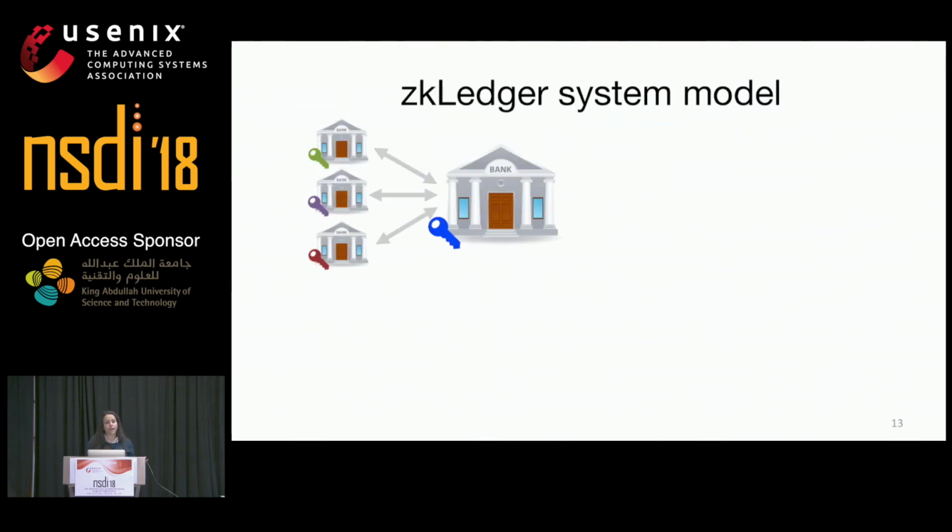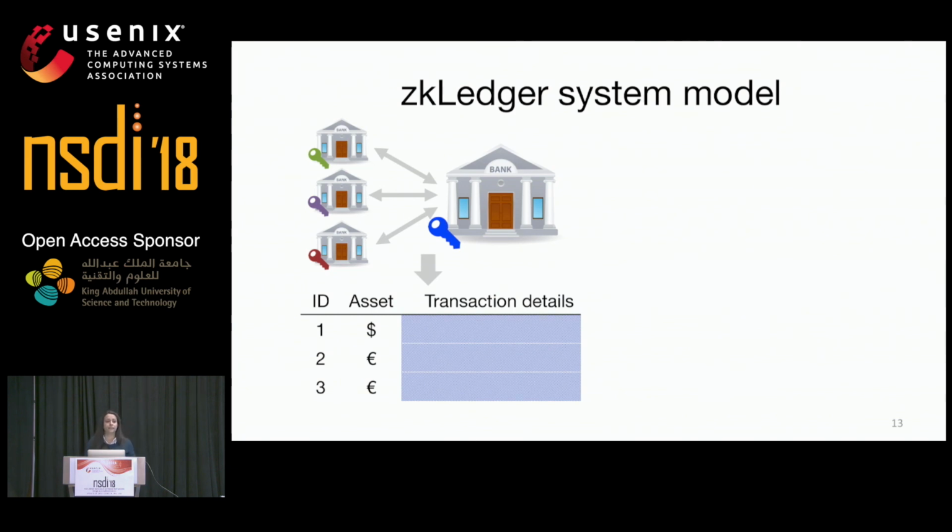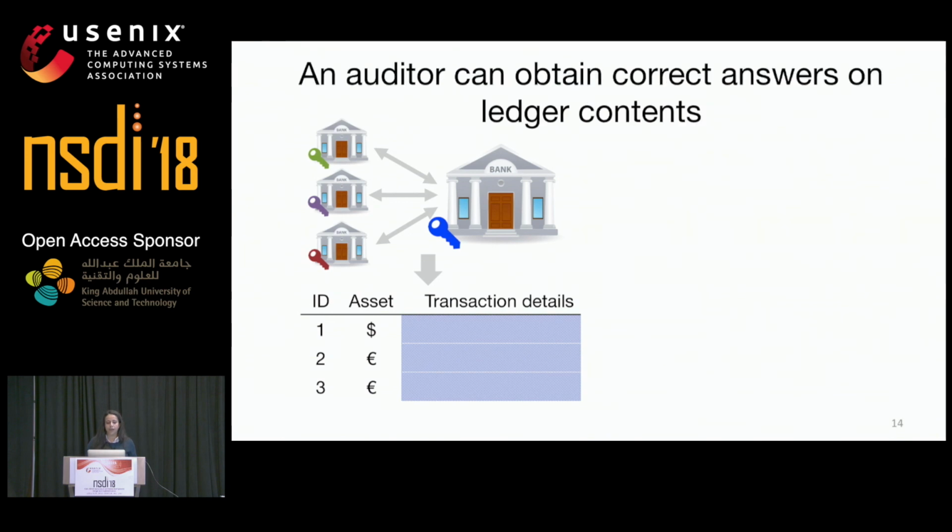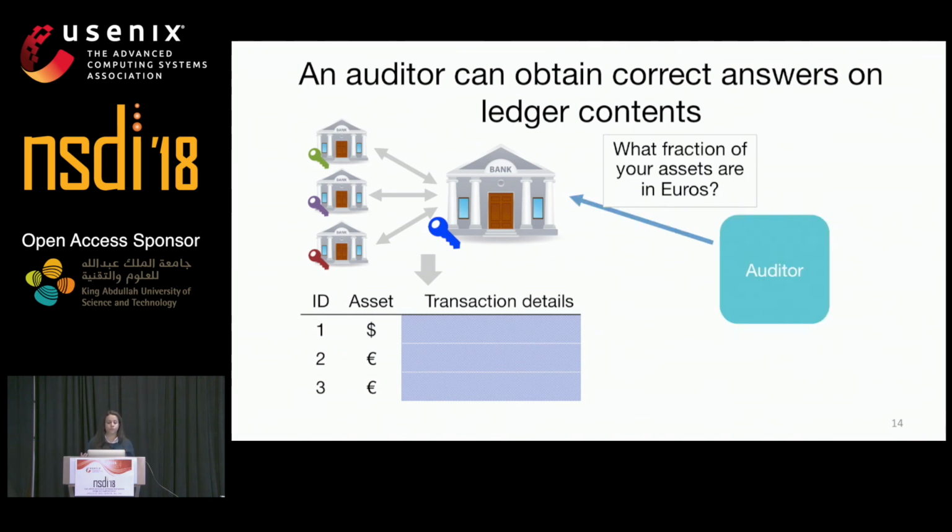So suppose we had a set of banks who were engaging in the type of markets I described before. So they were trading sets of digital assets. These banks, once they've decided on transactions, then append them to a ledger. Now, this ledger is private. Only the parties involved in a transaction can actually see the contents of the transaction. And an auditor can obtain correct answers to queries based on ledger contents. For example, an auditor might ask the bank, what fraction of your assets are in euros? The bank will respond, but the auditor will also have a verifiable proof that the answer actually checks out according to the contents on the ledger.